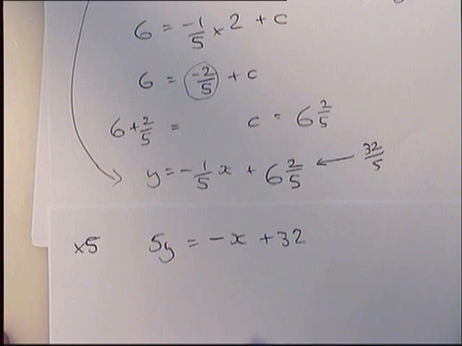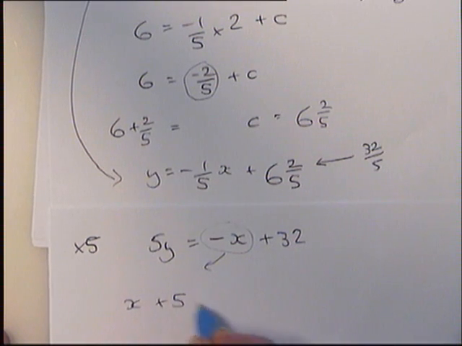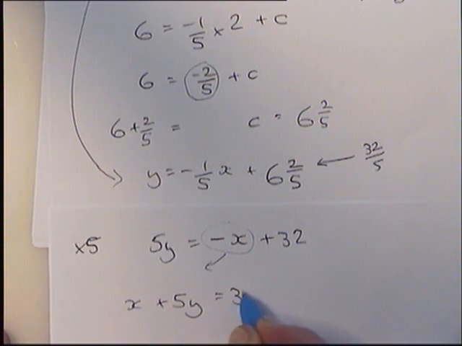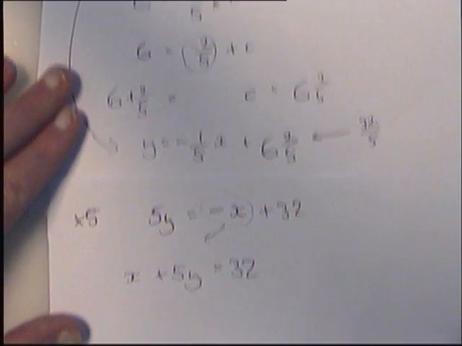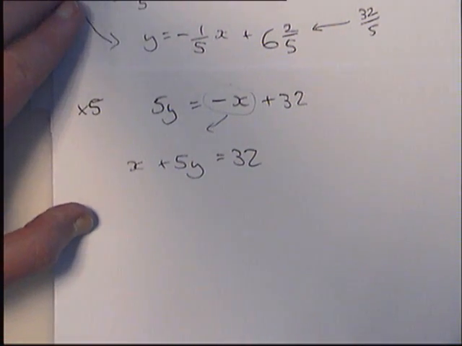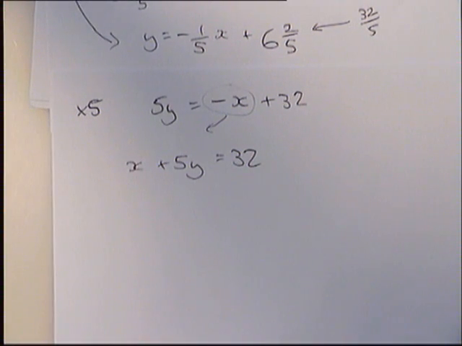And just to tidy it up and make it look a bit nicer, I can move that negative x to the other side, where it becomes a positive x. So I could write my answer down like that. Any of those 3 lines on the board are correct though as your answer. So that's what you're looking for to get an answer for example 3, which is finding the equation of a normal.